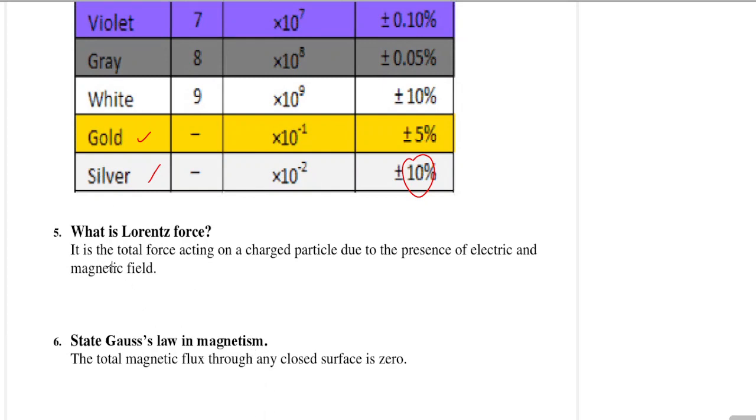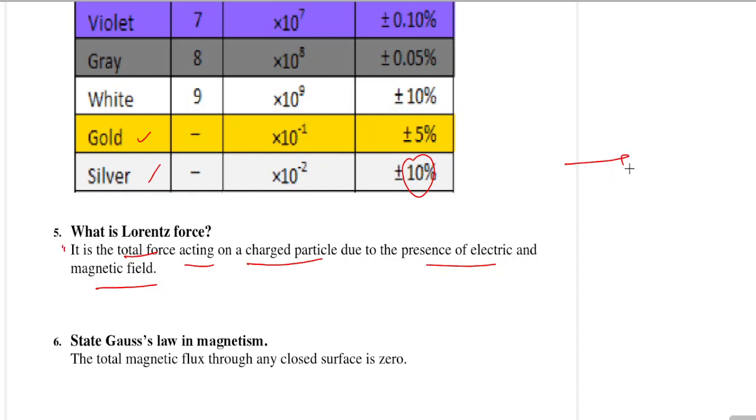Question 5 says, what is Lorentz force? Now to define this, we can say it is the total force acting on a charged particle due to the presence of electric and magnetic field. Thus, this is a sufficient answer.